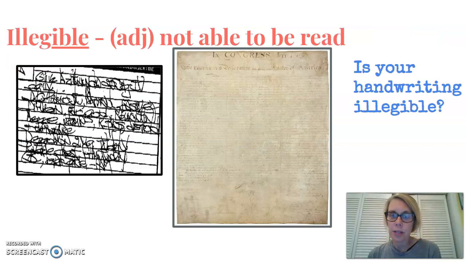The next word is illegible. Say illegible. We've added the suffix -ible to the end of the word, making it an adjective. Illegible means not able to be read, as in these examples. Think about if your handwriting is illegible.